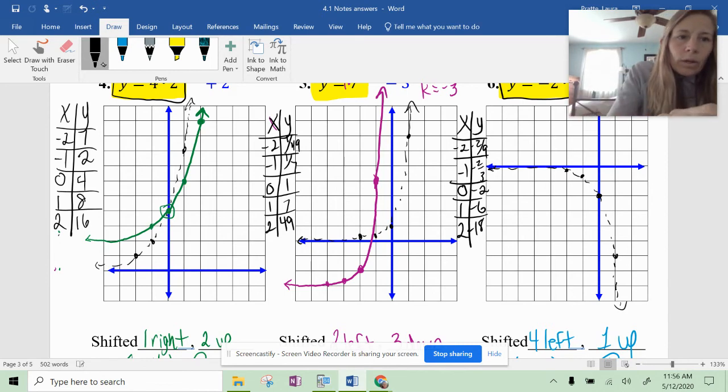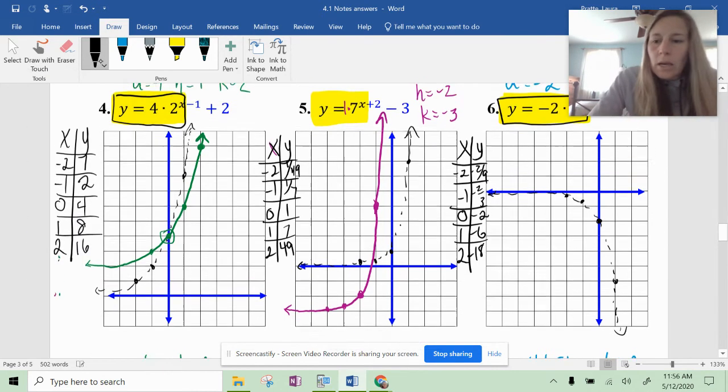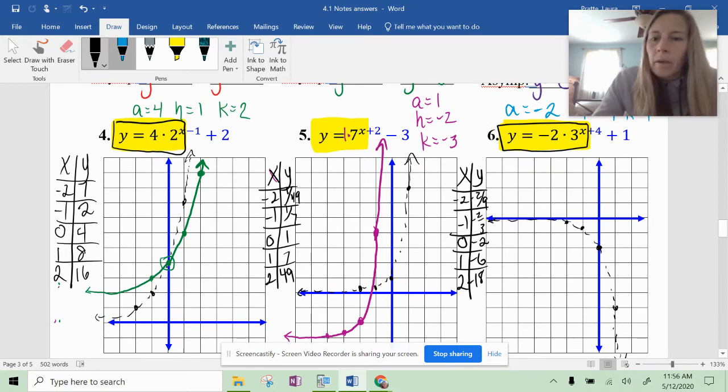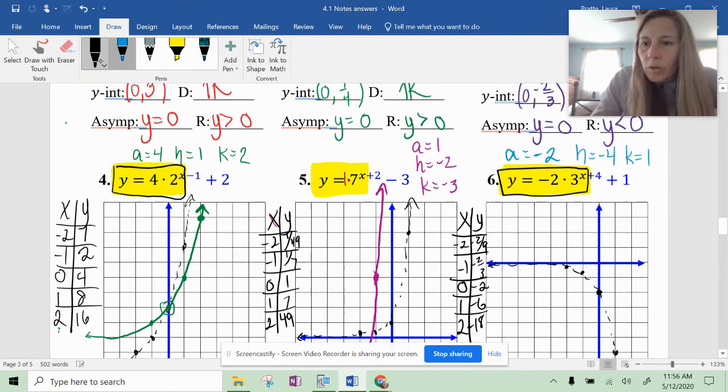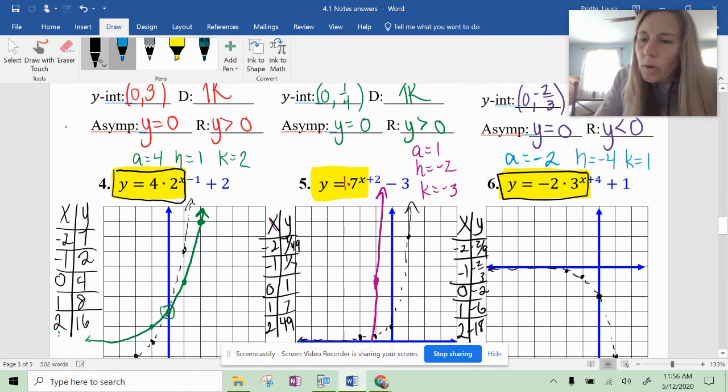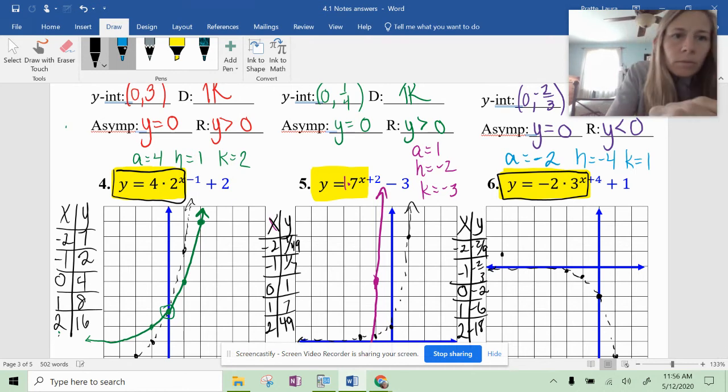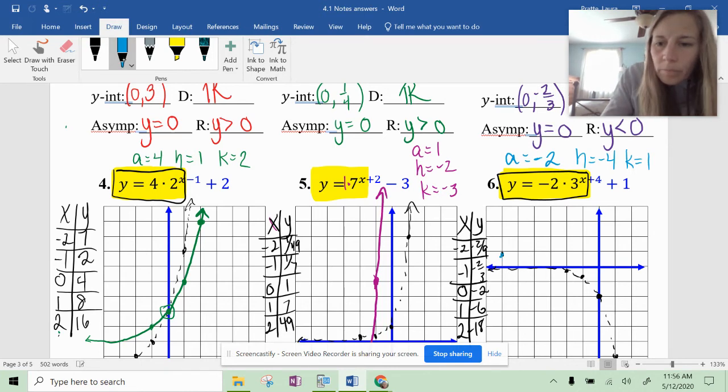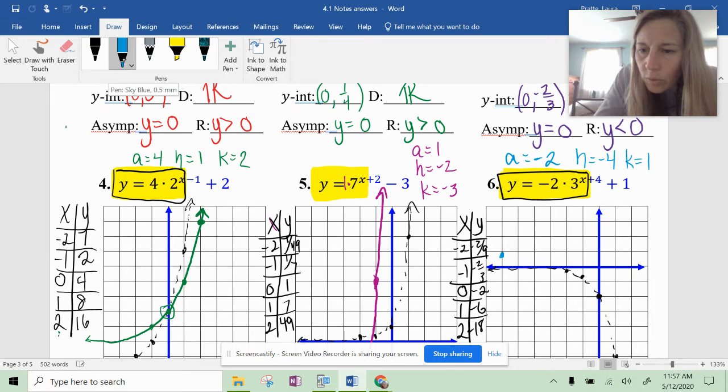Now, if I'm going to do my shifting now, I'm going to shift each of these points 4 to the left and 1 up. So 1, 2, 3, 4, 1 up. Oops, still in the wrong color here. Then do this one, 1, 2, 3, 4, 1 up.